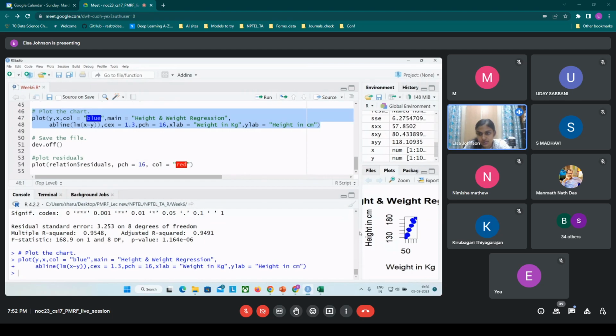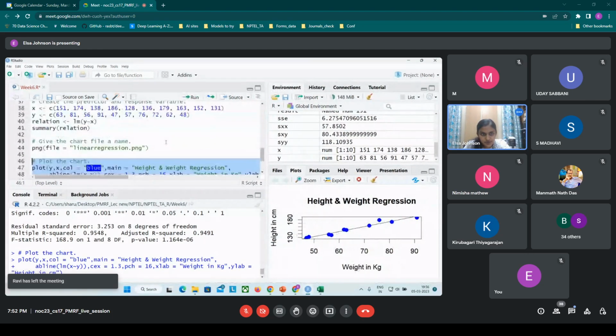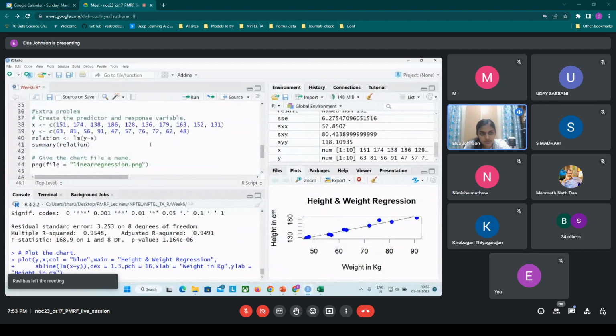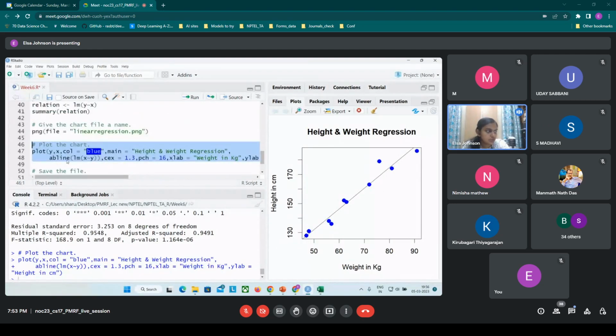So this is the weight and height regression. I'm just giving that this is the height and this is the weight. Okay, so this is the distribution. So what is this abline doing here? You have seen this earlier in your lecture. What does this abline do?